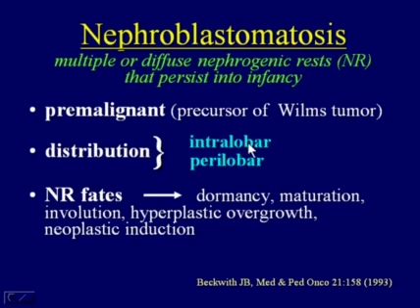Beckwith has described them histologically as being either intralobar or perilobar, and the fate of these nephrogenic rests can be quite different. Some can remain dormant, some can mature to normal kidneys, some become hyperplastic and overgrow, while others can form Wilms tumor through neoplastic induction.